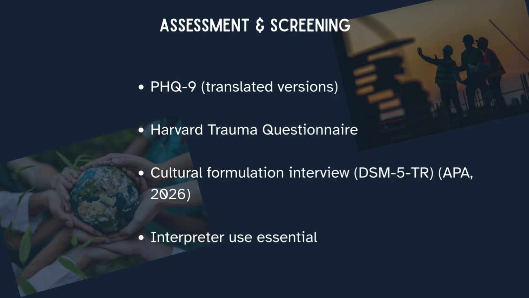When assessing migrant workers in the immigrant population, translated versions of the PHQ-9 and GAD-7 are very helpful. The Harvard Trauma Questionnaire can identify trauma exposure as well. The DSM-5-TR's cultural formulation interview improves diagnostic accuracy, and professional interpreters are vital. Family members should not be used in this case for the most accurate translation and information.